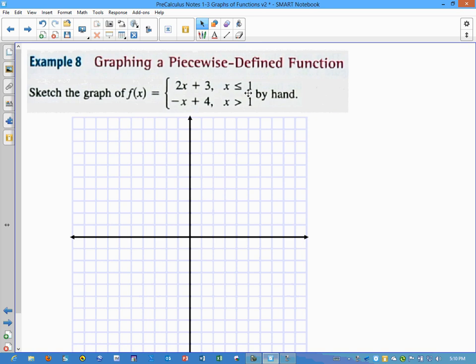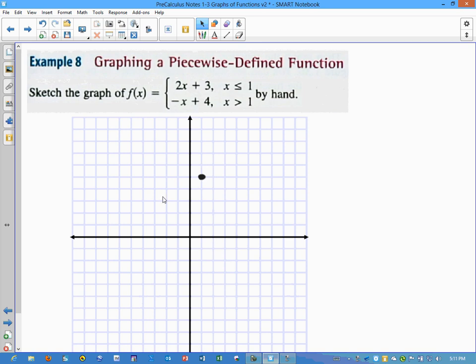So if we look at the first one, this is going to be whenever x is less than or equal to 1. So whenever x is to the left of 1, at 1 or to the left of 1. So we're going to start with the critical value, and if x is 1, then it would satisfy this interval, which means we use this rule. So 2 times 1 is 2, plus 3 is 5. So if x is 1, then y is 5. That is going to be a point on the graph.